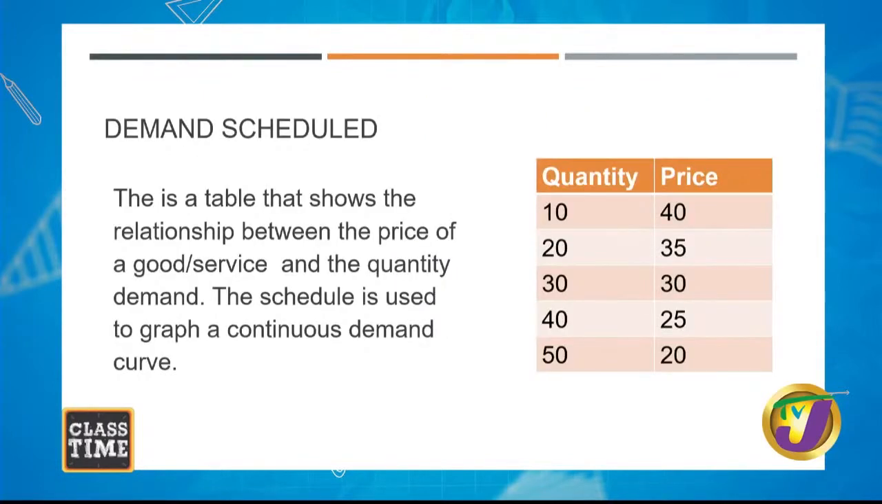So I mentioned earlier that demand looks at the willingness and ability to purchase goods at certain prices. And I also referenced the demand curve, which, based on the law of demand, is a downward sloping curve. Now, to construct your demand curve, you will need a demand schedule, which consists of different quantities of goods that are purchased at different price levels.